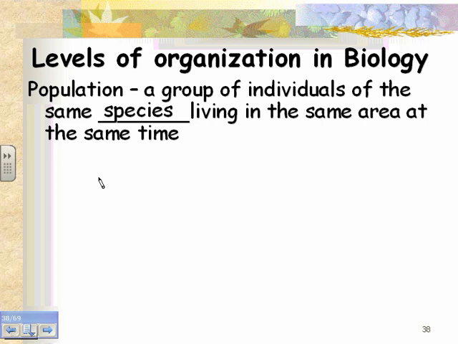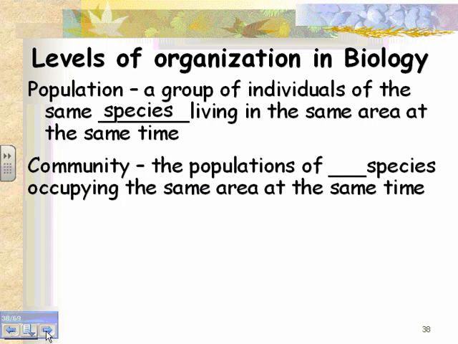Or it could be a population of sparrows that live in my neighborhood, for example. But it would be all the same species. A community is the populations of all the species occupying the same area at the same time.